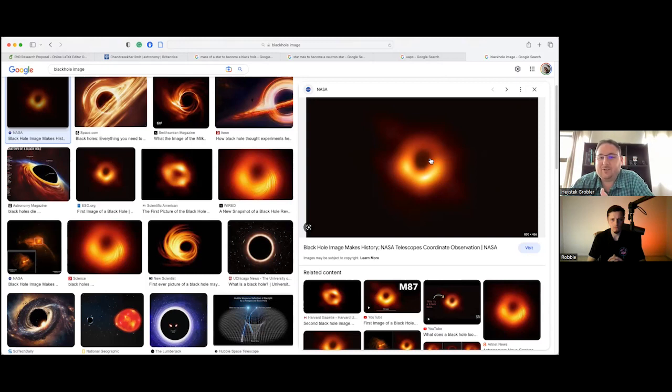And now we are trying to determine what is happening inside the event horizon. So what natural phenomena is happening? There's a lot of theories, but it's difficult to understand because we have no direct way of measuring or seeing inside the event horizon.